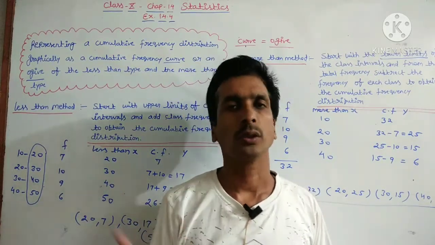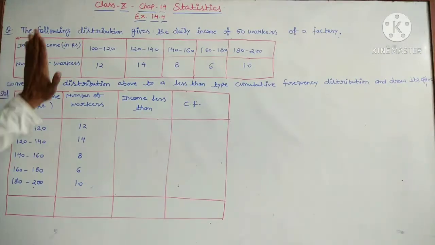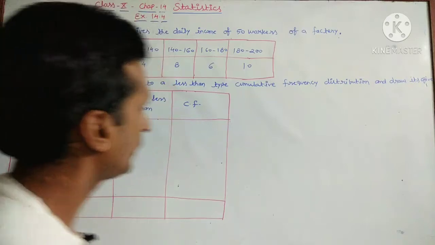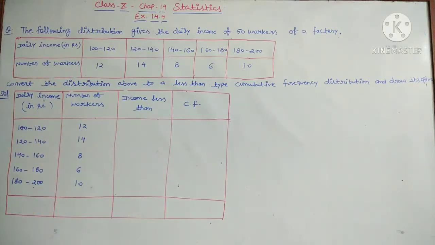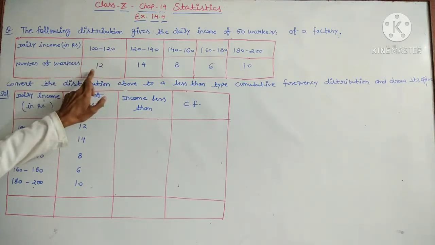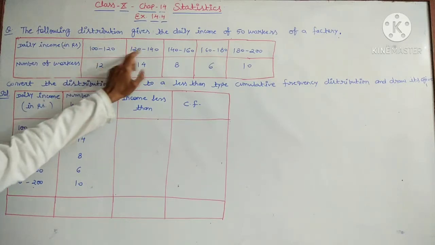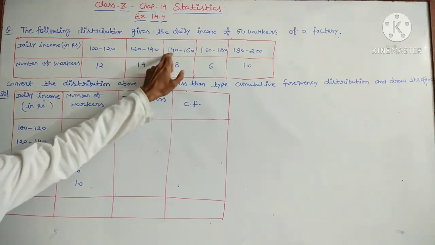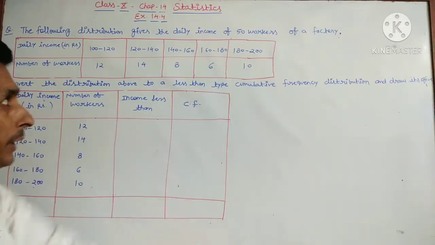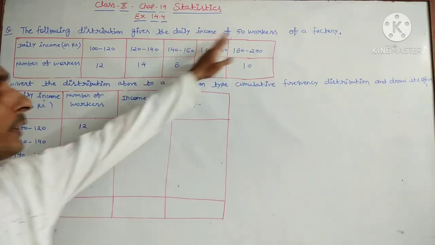Now we will solve question number one. The following distribution gives the daily income of 50 workers of a factory. In this question there are two things, daily income in rupees and number of workers. Those who have a payment of 100 to 120 are 12, 120 to 140 is 14, 140 to 160 is 8, 160 to 180 is 6, and 180 to 200 is 10. So the total number of workers is 50.